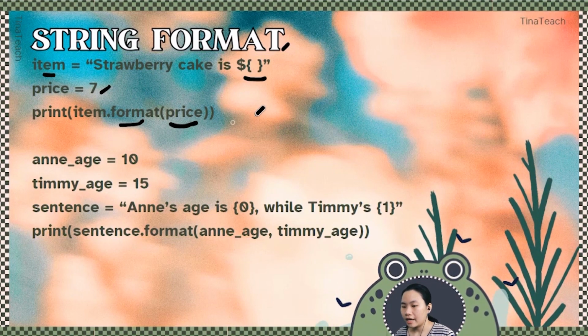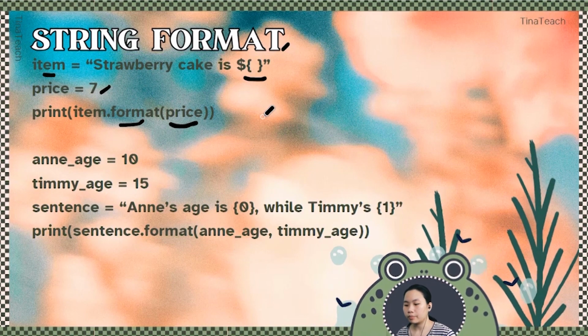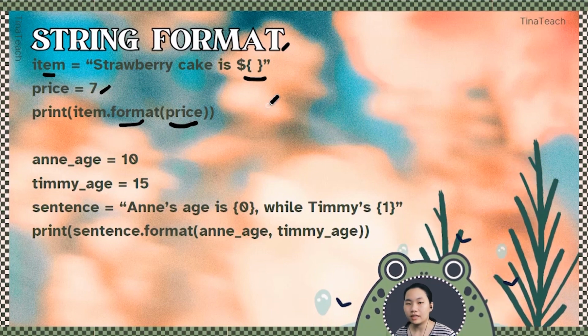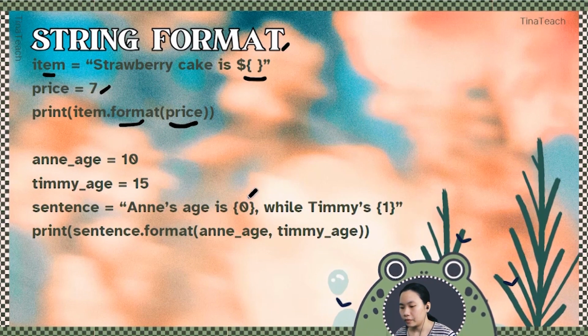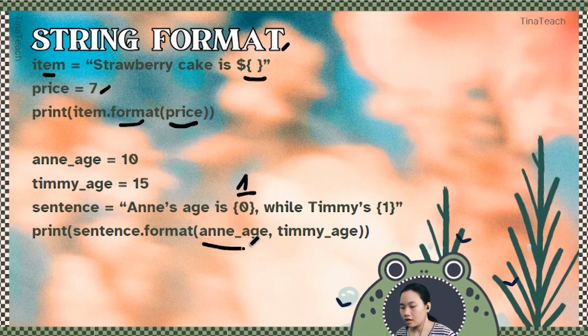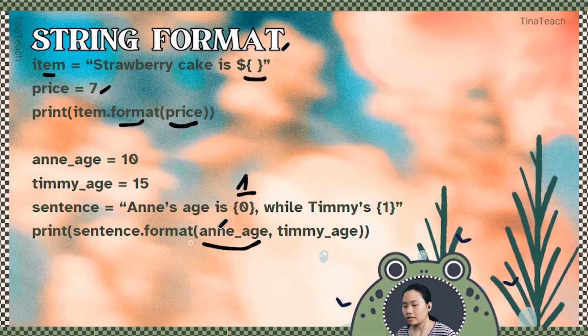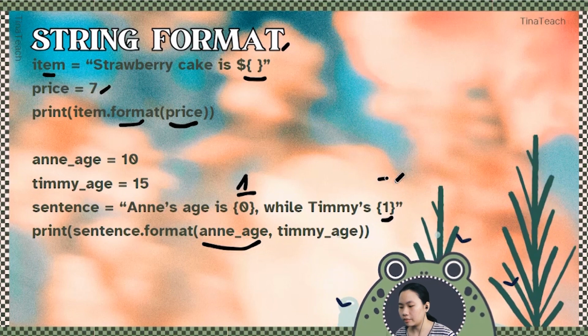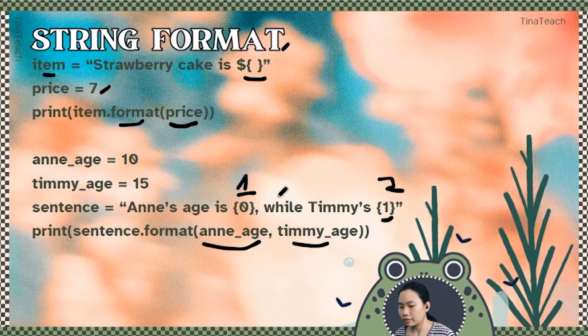Okay, and for this placeholder, you can actually put sort of like an index to them. So obviously 0 is going to be the first argument that's passed to format, and then 1 is going to be the second argument that's passed to format. Okay, very simple like that.